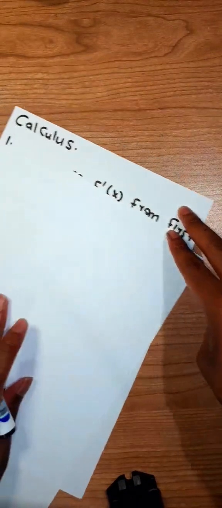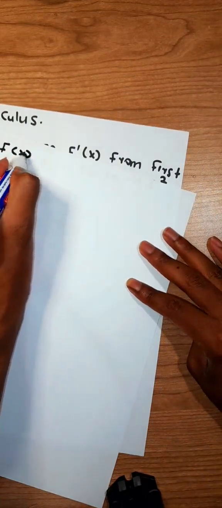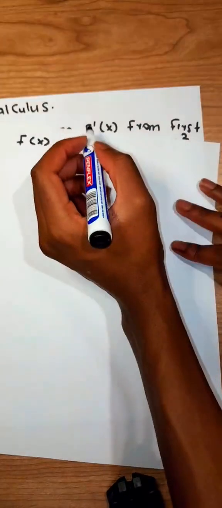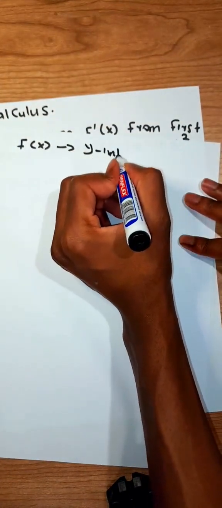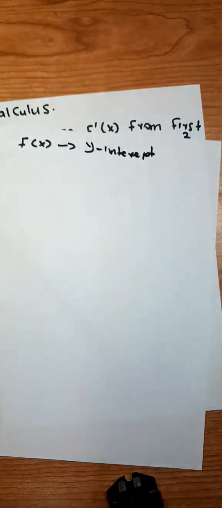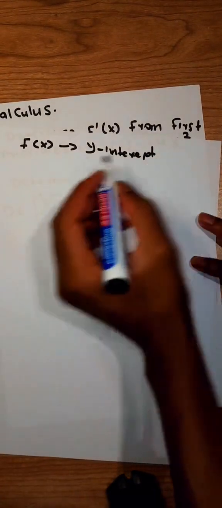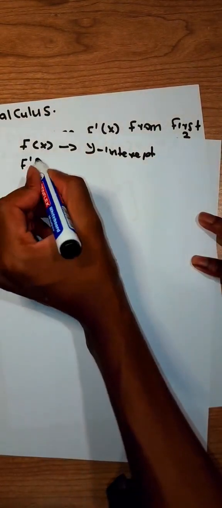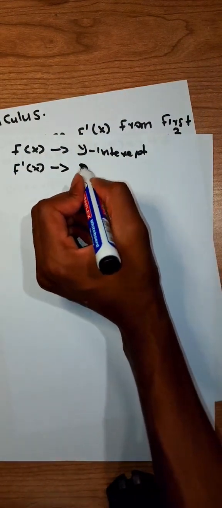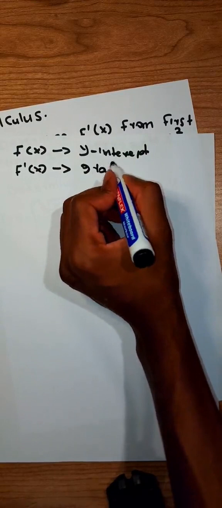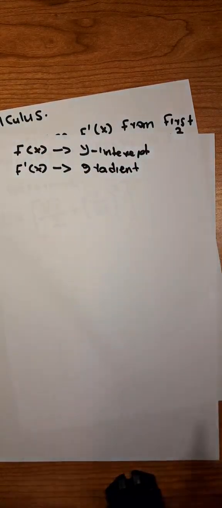For those of you who might not know, we normally have f of x, and f of x means the y-intercept. However, the f prime of x actually means the gradient. Now, there's something important that I want to teach you before we answer that question.